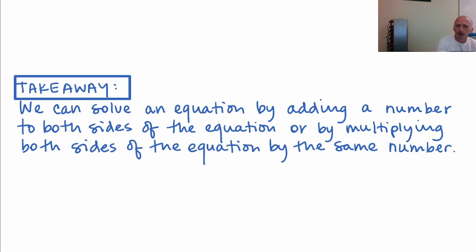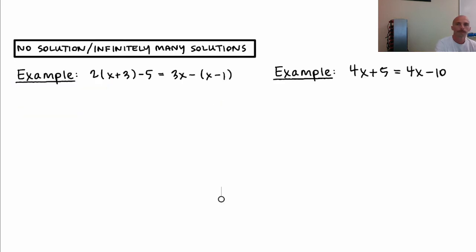And the big takeaway so far is that, at least with these linear equations in one variable that we're dealing with right now, we can solve these equations by adding the same number to both sides of the equation or multiplying both sides of the equation by the same number, right?